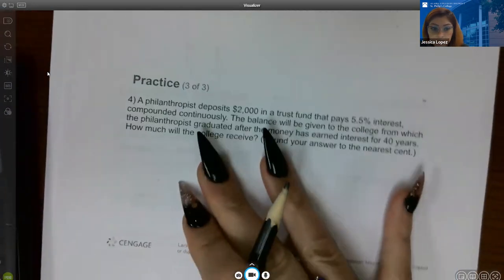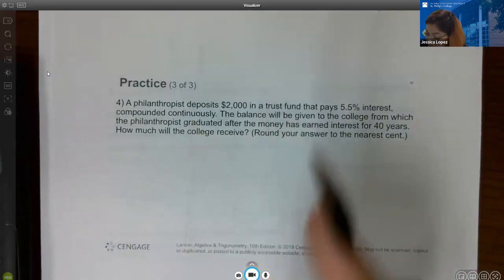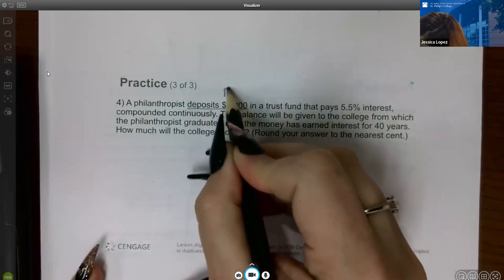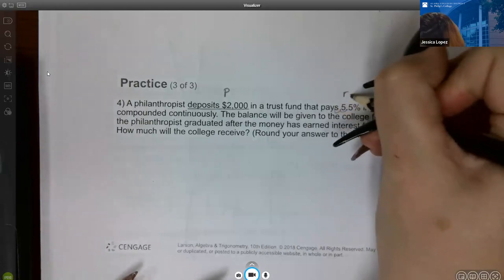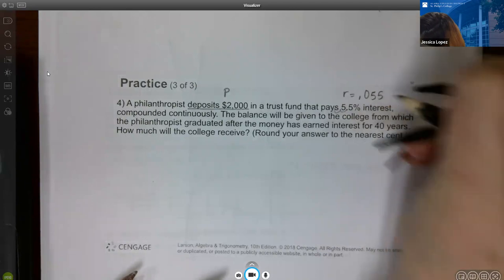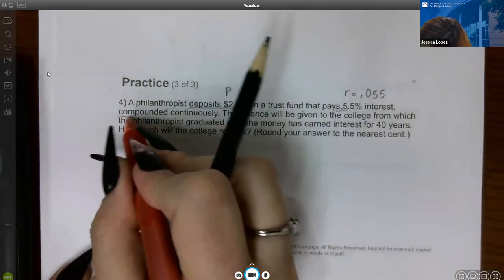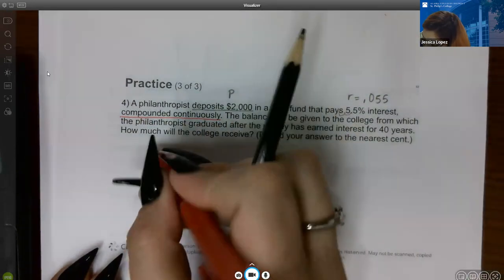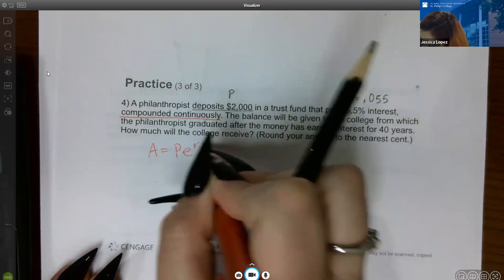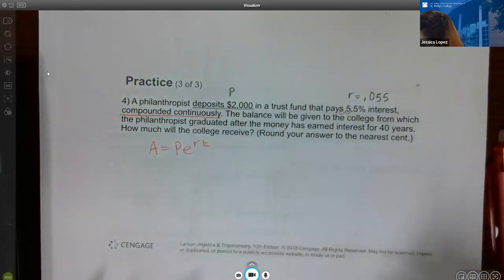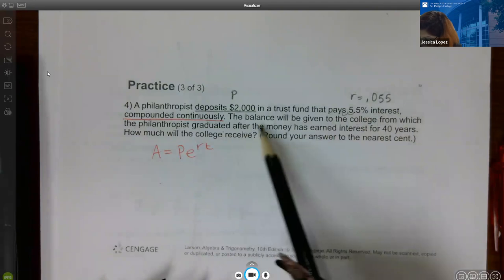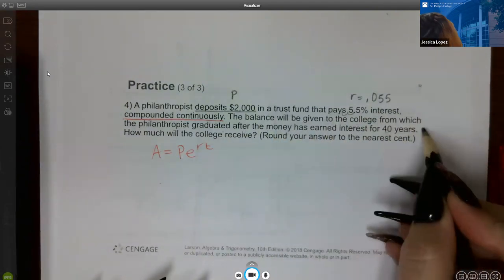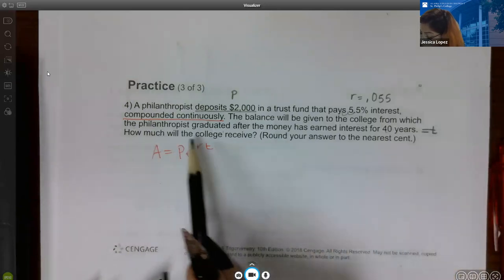Now, here's another problem. It's our last practice problem. It says a philanthropist deposits, so this is your P, in a trust fund that pays 5.5%. So that means R equals 0.055. Here's the key word here though, compounded continuously. That means this formula. So I have P, I have R, the only thing I'm missing is T. It says the balance will be given to the college from which the philanthropist graduated after the money has earned interest for 40 years. So that's my T. How much will the college receive?